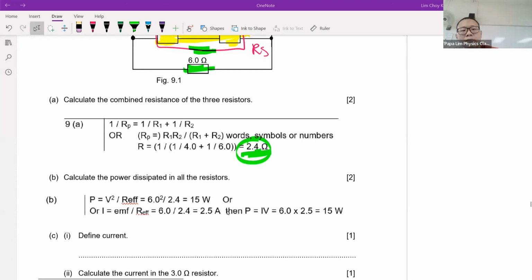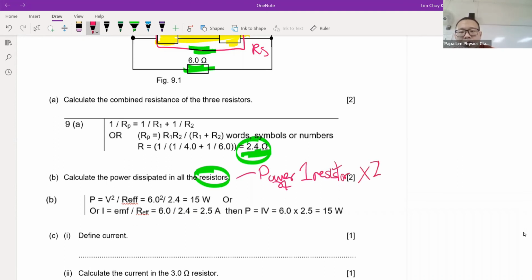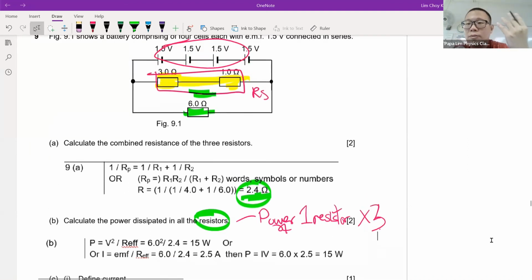If I want to know the power of the resistors, one of the easiest ways is to come up with the power of one resistor, and then I will multiply it by 3. Because if I know the power of all 3 resistors and sum them up, I will have the total power dissipated by the resistors, because energy can be added up together. So I will look at the power by the 3 ohm, 1 ohm, and 6 ohm respectively. Then I'll get the power dissipated by all the resistors.